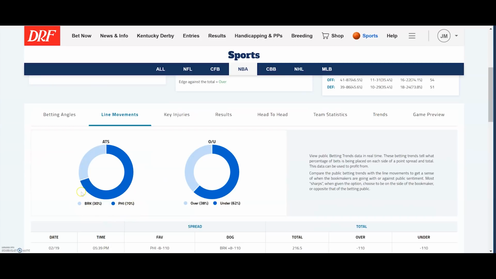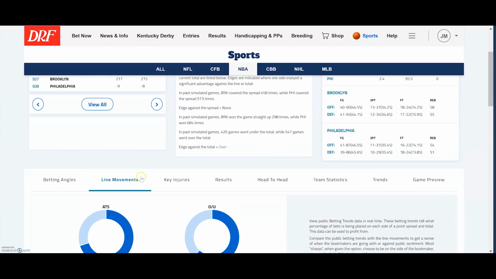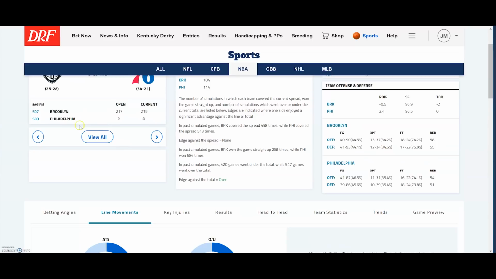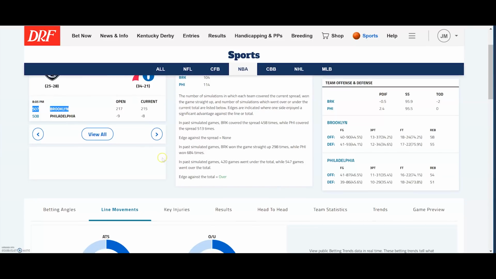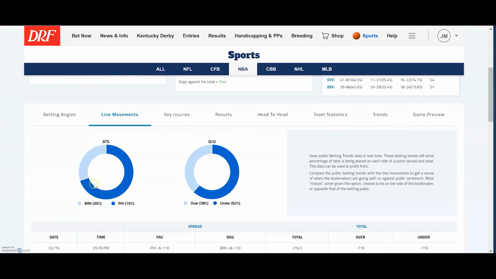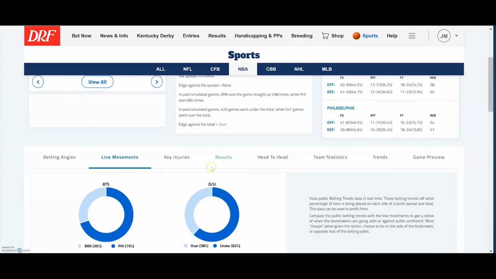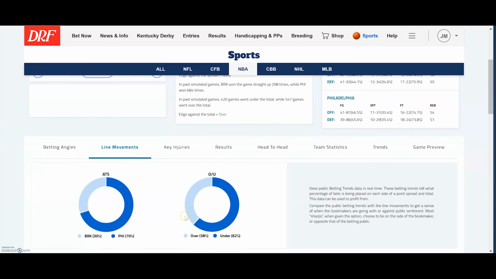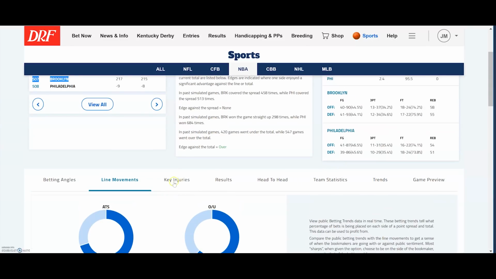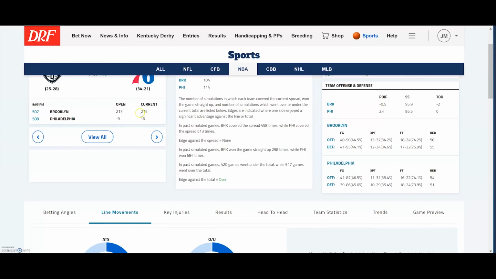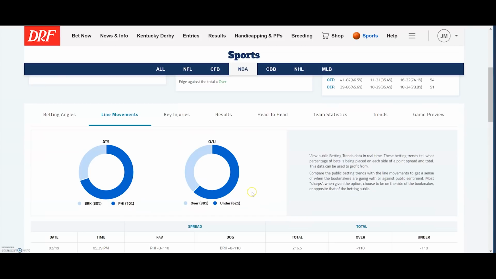Not significantly high, but one thing I like to do here is when I look at this 70%, it doesn't match with the fact that the Philadelphia line has moved from 9 to 8, so the odds makers have moved the line in favor of Brooklyn, despite the public action going on Philadelphia. In this case, that would be what we would call potential sharp action on the Brooklyn Nets in this game. Again, that's something to look out for. Similar with the totals. Here you've got 62% of the wagers favoring the under. In this case, that does match the total dropping from 217 to 215.